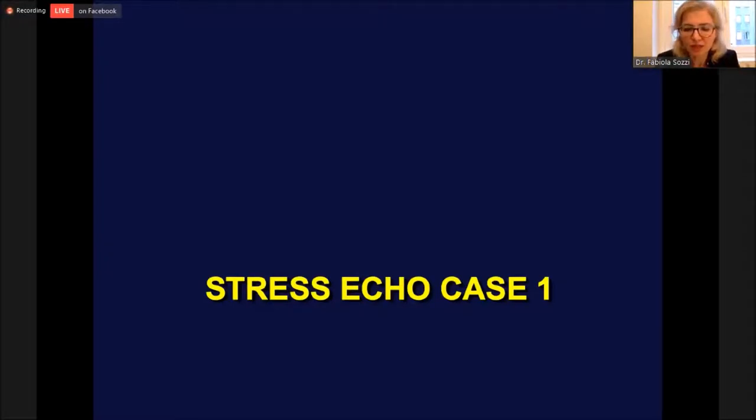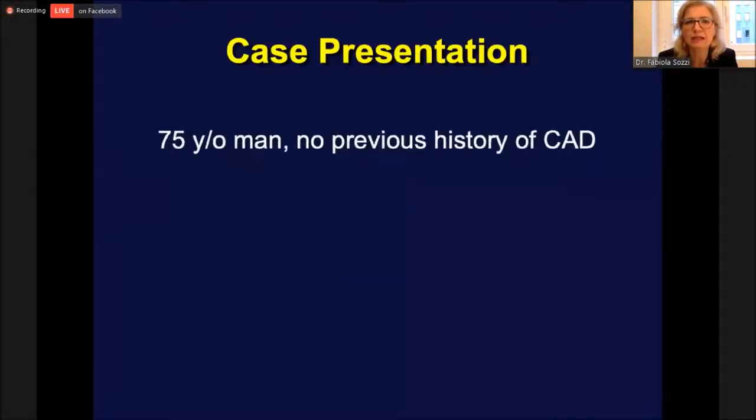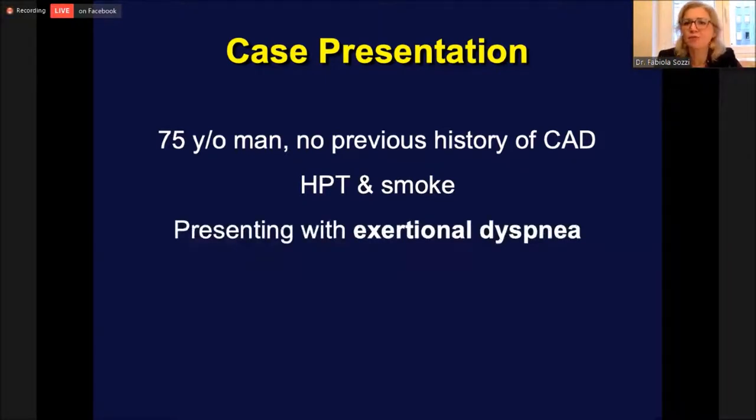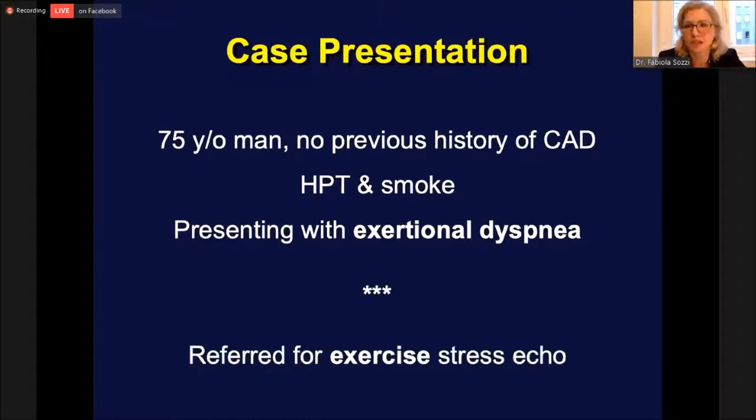So to make it more of an example, I want to show you a few cases. Stress echo in a man of 75 years old with no previous history of coronary disease, hypertension yes, smoking habit yes. So let's say intermediate risk of coronary disease. The patient comes with exertional dyspnea. He can practice exercise, so we advise exercise stress echo. If he has a physical anatomical limitation, better pharmacological stress echo.